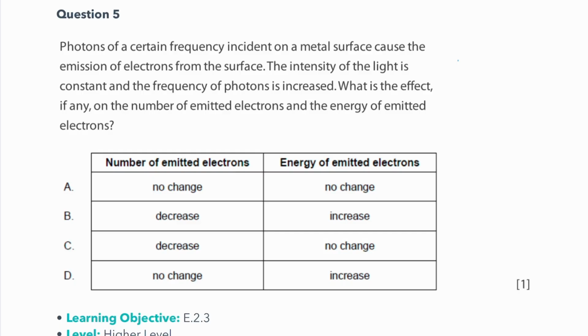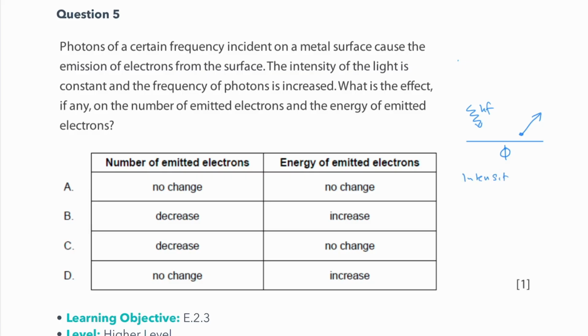Photons of a certain frequency incident on a metal surface cause the emission of electrons from the surface. So we've got the surface, it's got a work function like this, a photon incident on it, hf, and it causes the electron to be emitted. The intensity of the light is constant.